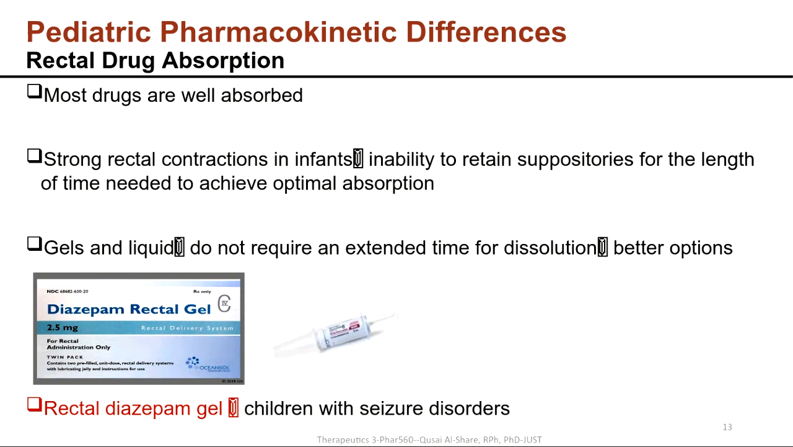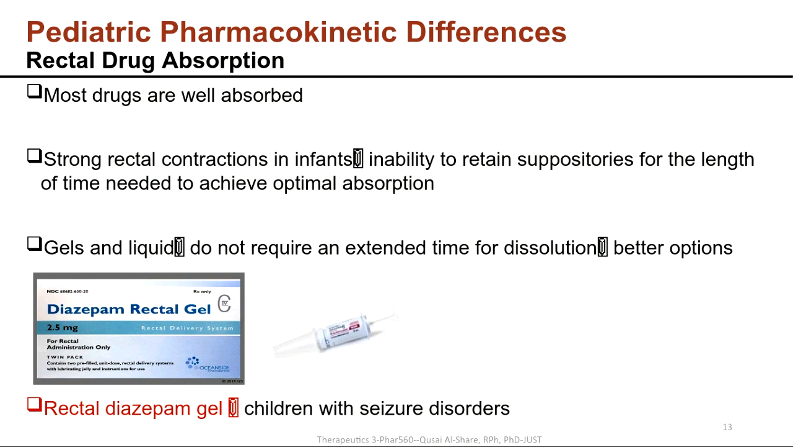The next one would be rectal absorption of drugs. Most drugs are well absorbed via the rectal route, but sometimes certain conditions work against this route, like strong rectal contractions in infants, and the inability to retain the suppository for a period of time to achieve optimal absorption because of that contraction. So it's not going to be fully absorbed as we wish, but still it can be used.